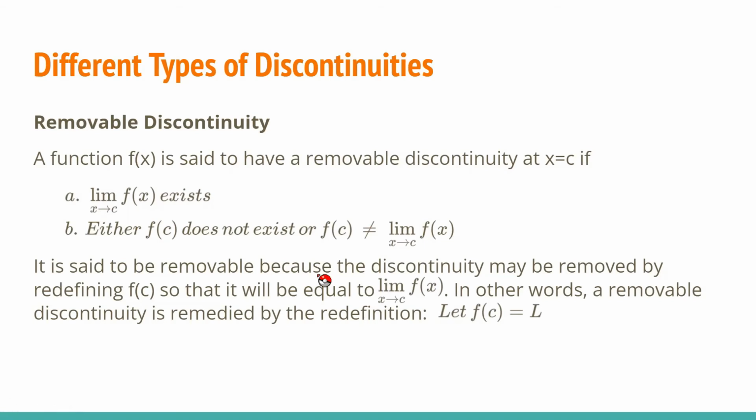It is said to be removable because the discontinuity may be removed by redefining f of c so that it will be equal to the limit. In other words, a removable discontinuity is remedied by the redefinition: let the function value at c equal the limit.